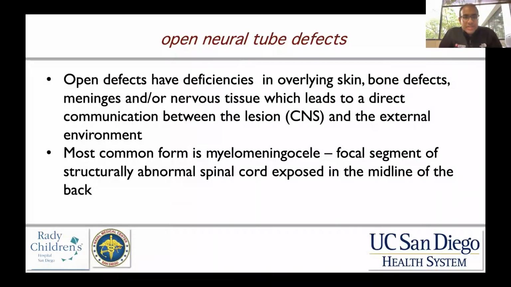Open defects have deficiencies in the overlying skin, and they have bone defects, meningeal defects, and or nervous tissue, which leads to a direct communication between the lesion in the central nervous system and the external environment. The most common form is a myelomeningocele, and this is where there's a focal segment of the structurally abnormal spinal cord exposed in the midline of the back.